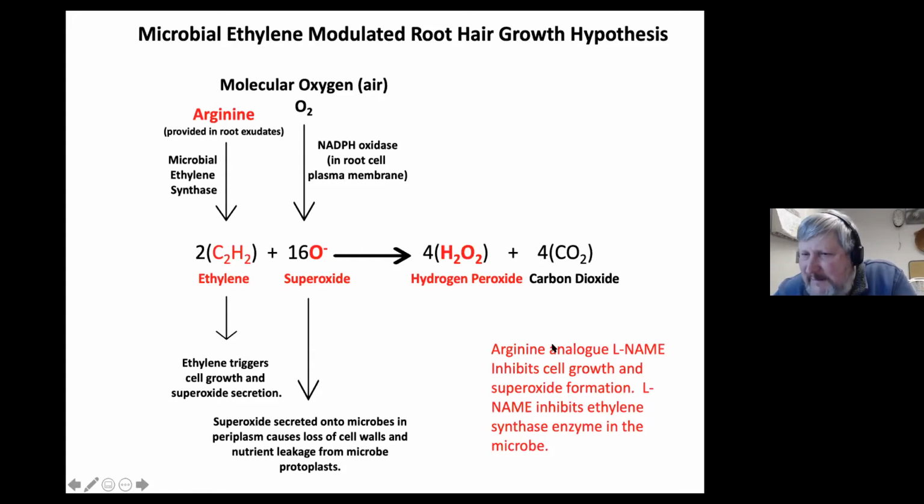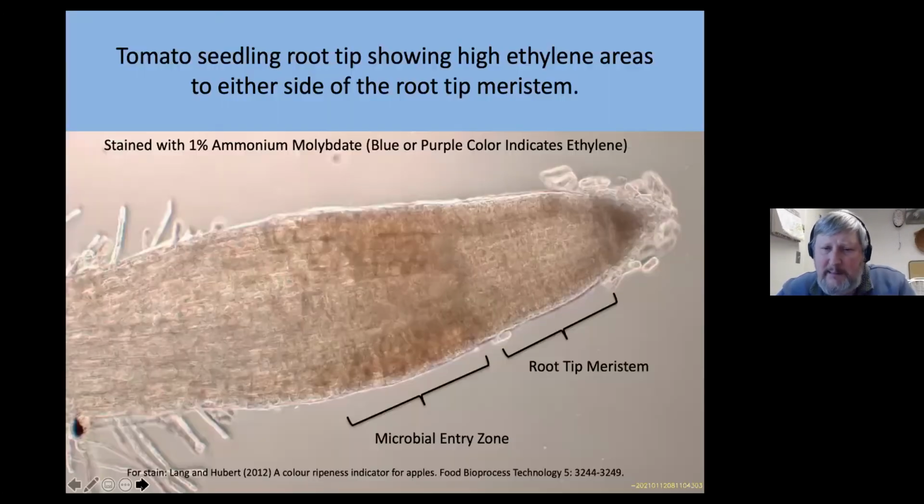One of the tests that we did that suggests that ethylene is the elongation signal from the microbe is we used an inhibitor of this enzyme, of ethylene synthase. That inhibitor is an arginine analog called L-NAME. When we put L-NAME in there, it gunks up this enzyme because it doesn't work like arginine. It stopped the whole process. We got no elongation and no superoxide formed in that case. So we still have to test it, but we're leaning towards ethylene as the signal molecule.